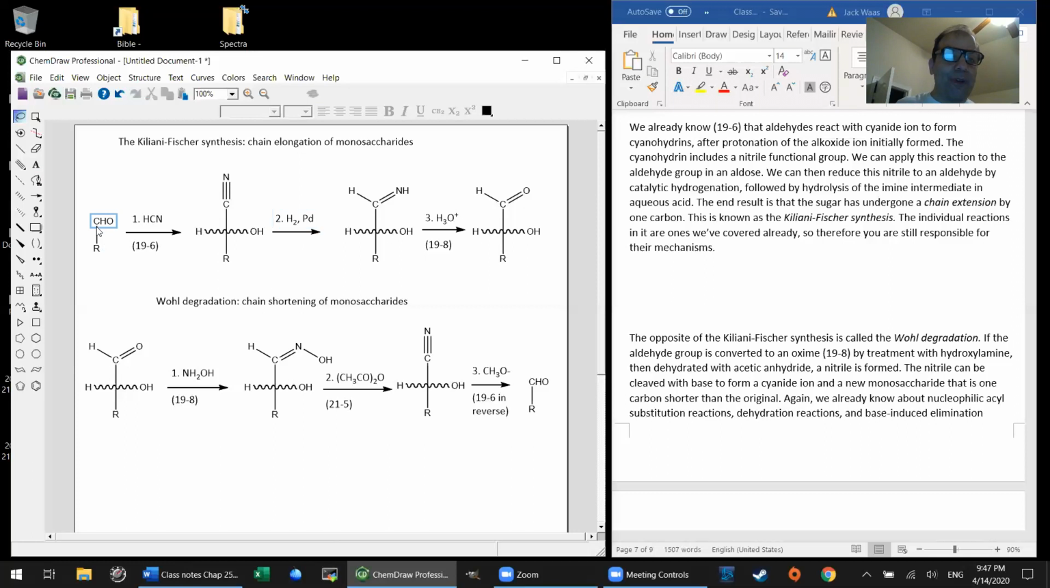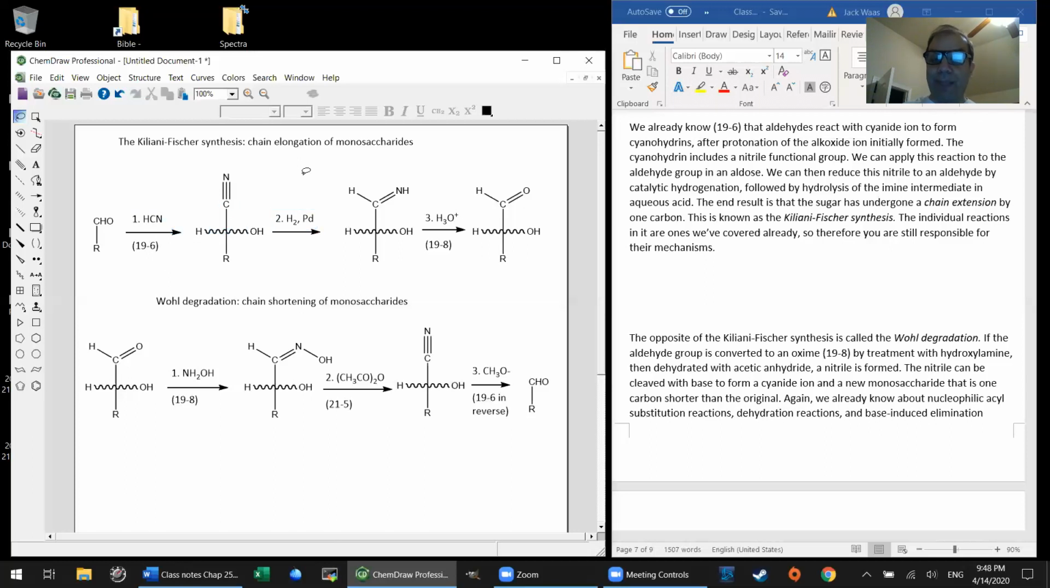So let's say that over here we have some aldose, where R is just the rest of the sugar molecule. So all your OHs and Hs sticking off in all directions and CH2OH on the bottom. We learned in chapter 19 that aldehydes can be converted to the corresponding cyanohydrin. And that's all that this molecule is, a cyanohydrin. You treat this with HCN, as we talked about in chapter 19, and you get the corresponding cyanohydrin. You will, of course, get both diastereomers at the anomeric carbon. That can't be helped.